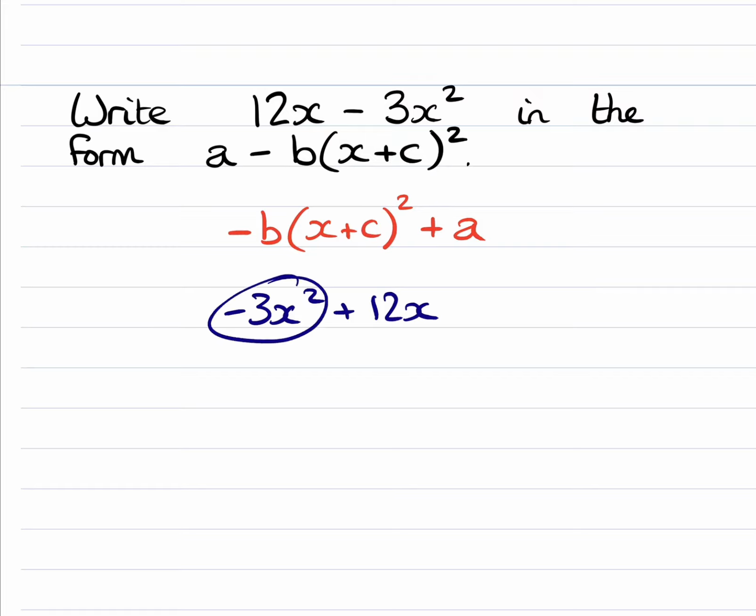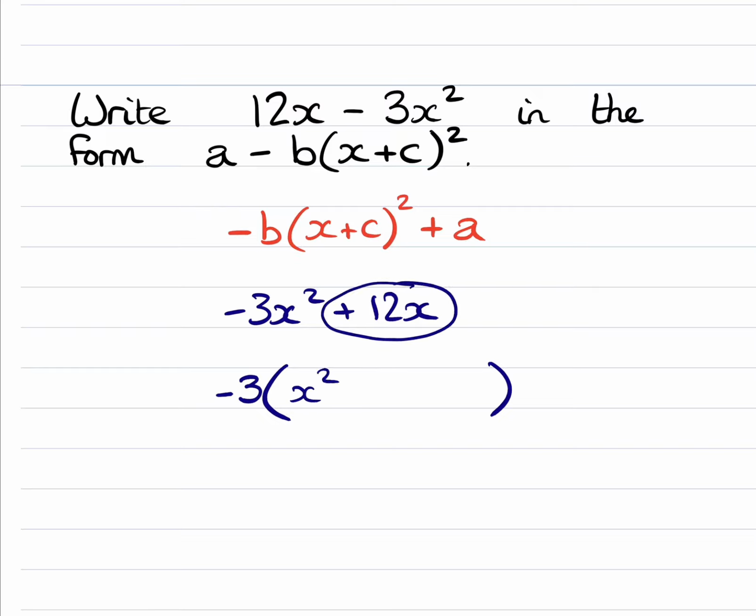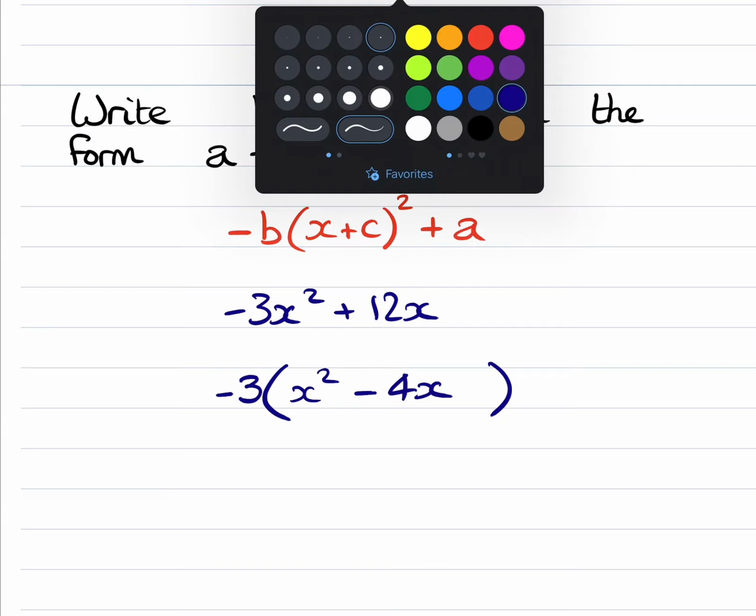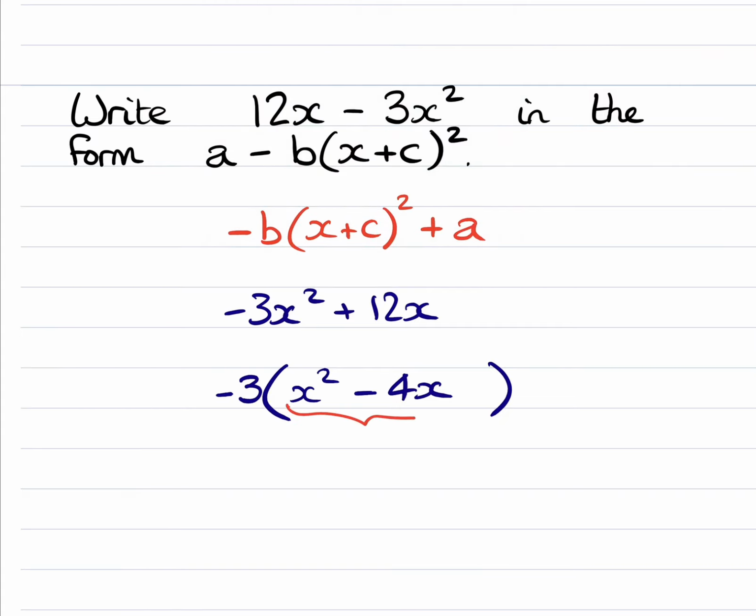Our x squared is not on its own. It's not a single x squared, so we've got to get not only the 3, but the negative 3 out as a factor. That will then leave us with an x squared. Careful, because when we take negative 3 out as a factor of positive 12, you will be left with minus 4x. Then we're going to complete the square with x squared and minus 4x.